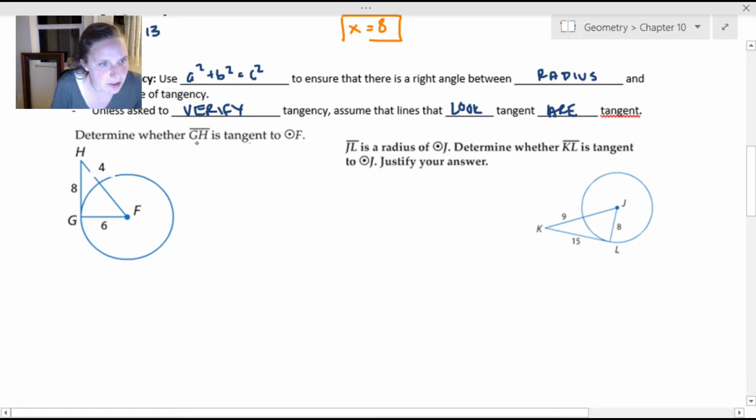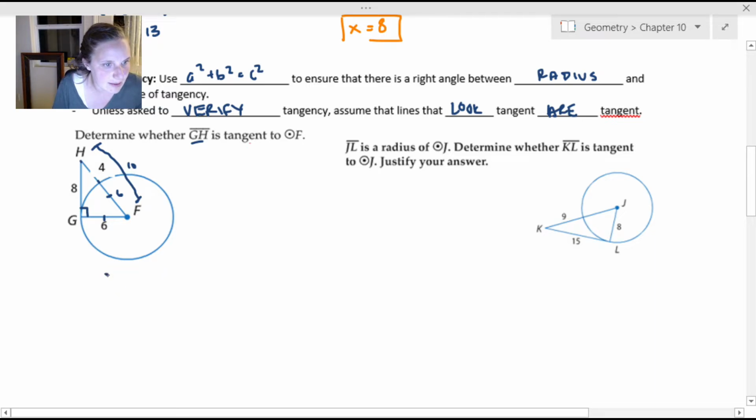So determine whether GH is tangent to circle F. So we want to know, is GH tangent to circle F? That would mean that this was a right triangle. And we can just set up a Pythagorean theorem. But again, this 4 is only this segment right here, so we need to make sure we plug in that 6. All the radiuses are the same. So we know that HF, the whole thing, is 4 plus 6, which is going to be 10. So when I set up my Pythagorean theorem, I'm making sure I'm using the whole hypotenuse and not just that small little chunk of the hypotenuse.